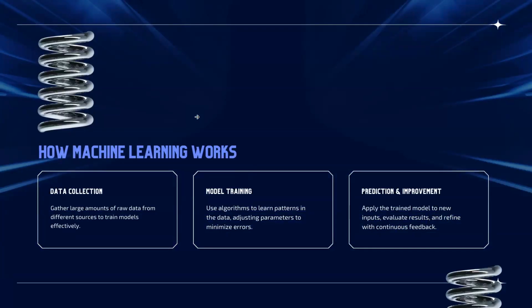Slide 3. All right. How machine learning works. Let's walk through it. The process usually starts with collecting large amounts of raw data from sensors, users, or databases. Then we train a model using algorithms that find relationships in the data and adjust their internal parameters to reduce errors. Once a model is trained, we use it to make predictions on new inputs and keep refining it over time with feedback. So it's really a cycle of data, training, prediction, and improvement.